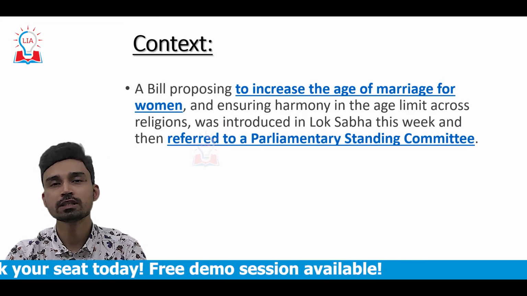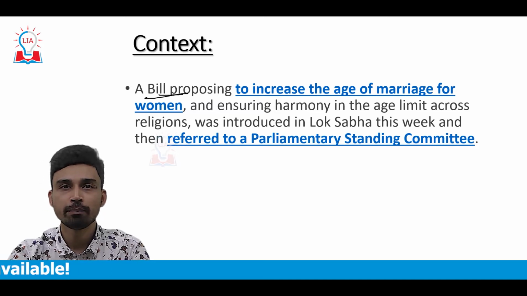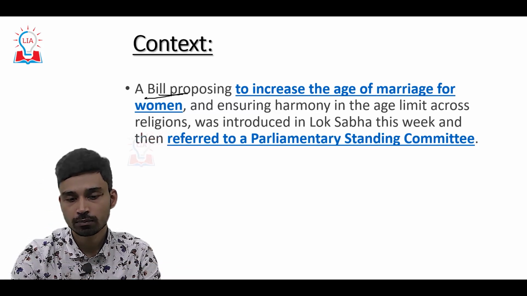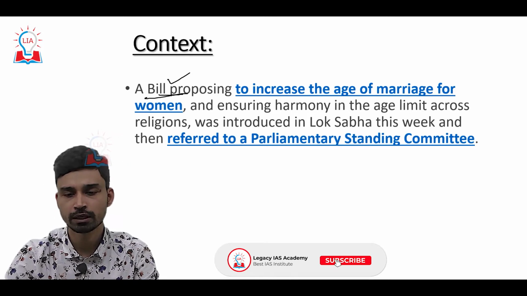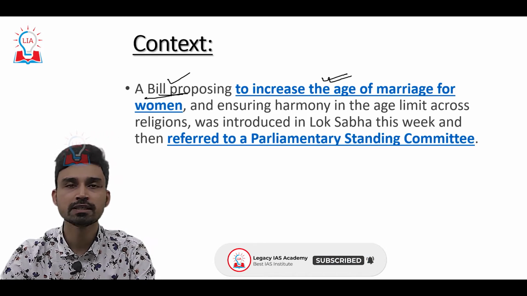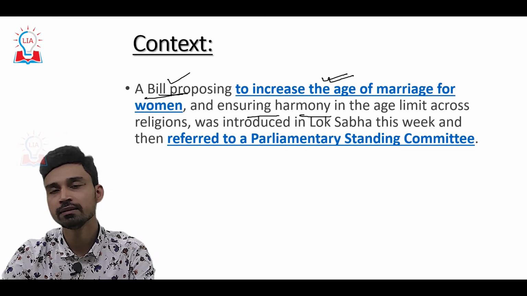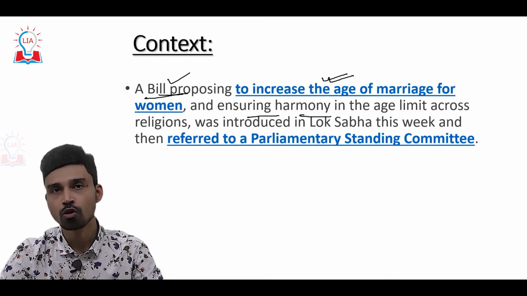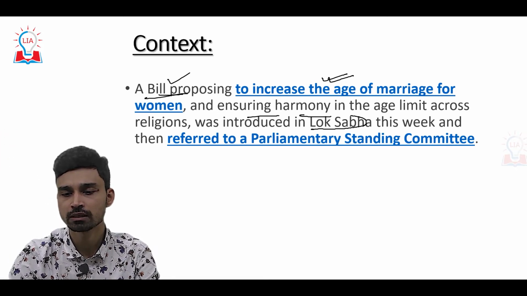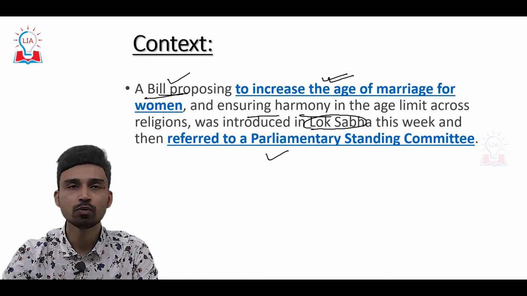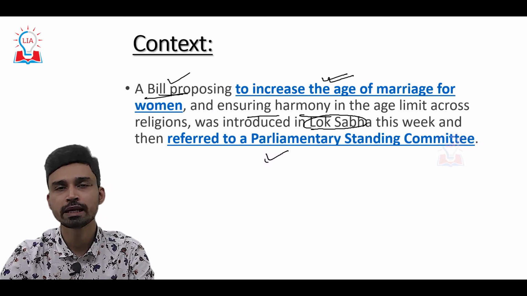First of all, the context in which we are discussing today's topic is that the government has proposed a bill and presented it in the Parliament of India, which mainly aims to increase the age of marriage of women, and also to ensure harmony in the age limit of marriage across all religions, cutting across religious lines. It was introduced in Lok Sabha this week. As of now, this bill has been referred to the Parliamentary Standing Committee for more deliberations and discussions.